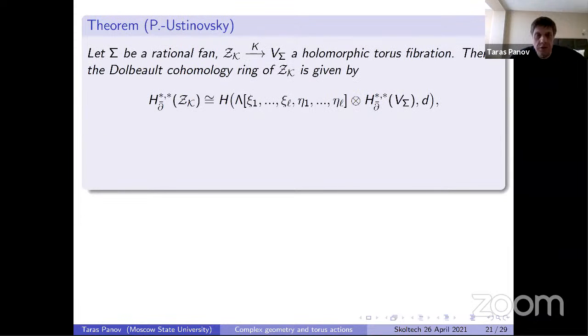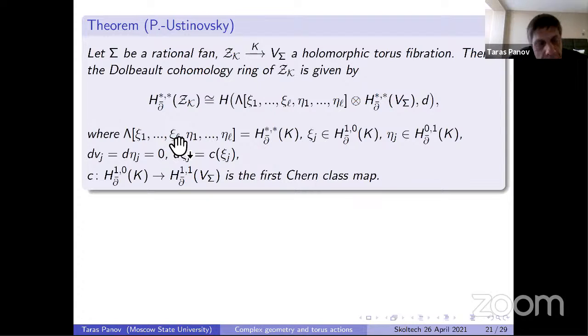And then the first result with Ustinovsky was a calculation. Well, I shouldn't call this a calculation, a model for the Dolbeault homology of the historic variety of this moment angle manifold. So that from this you can say something about the moduli space of the complex structure, for instance, by calculating H10.